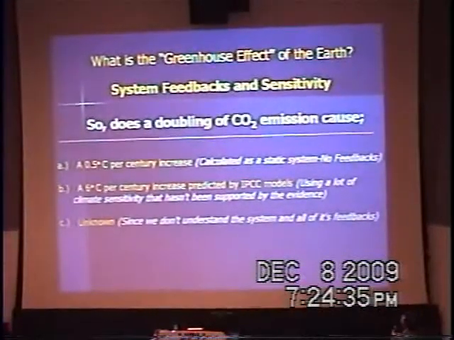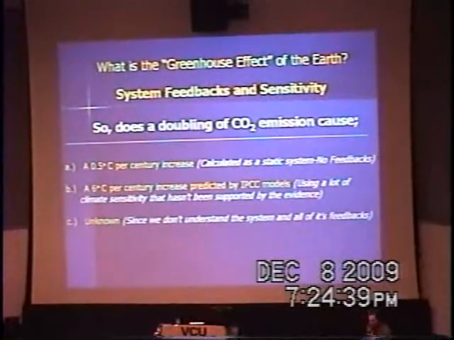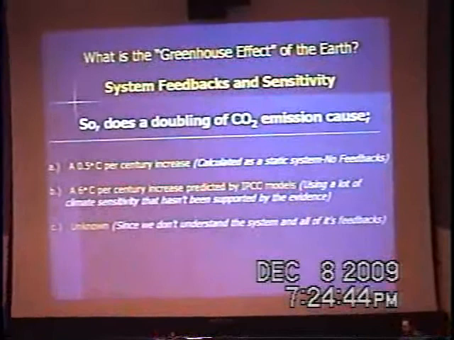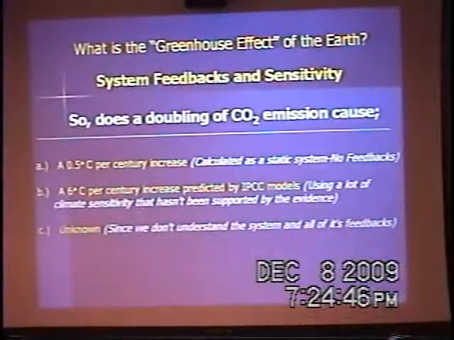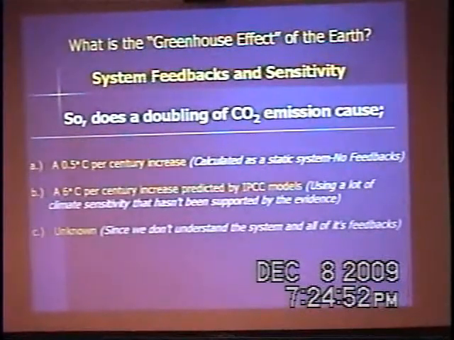So, here's the question. Does doubling of CO2, this is what climatologists like to talk about with their models. They like to force the models, okay? The model's in equilibrium, so they force it. They plug the numbers into the model and say, we're going to double the CO2 concentration, and that forcing, what will that do to the heat of the Earth? In other words, what will that amount be? And so, if we say, what does a doubling of CO2 emissions cost?